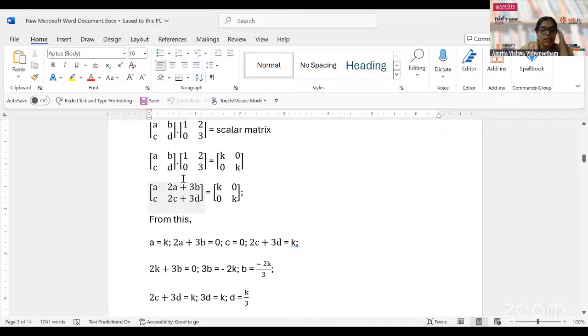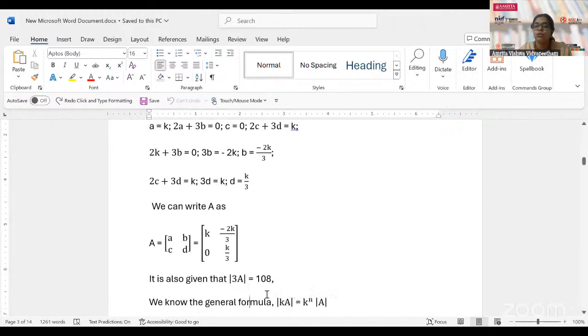I got a equal to k, 2a plus 3b equal to 0, c equal to 0, 2c plus 3d equal to k. Now a is k, so 2k plus 3b equal to 0, 3b equal to minus 2k. So I'll be able to write b as minus 2 by 3 k. Same applies here. c is going to be 0, so this term is gone. 3d is equal to k, so d is going to be k by 3.